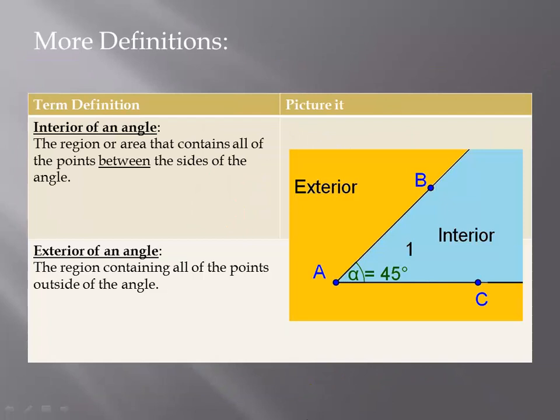Okay, more definitions. The interior of an angle is the region or area that contains all the points between the sides of the angle. In this case, the interior has been colored blue. The exterior of an angle is the region containing all of the points outside the angle. In this case, it's colored orange, or kind of orange color.